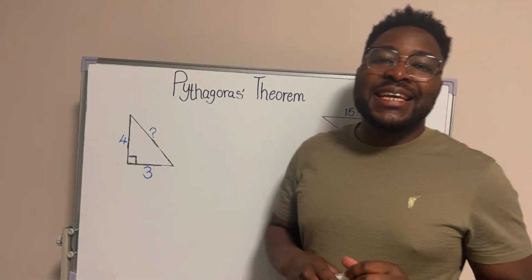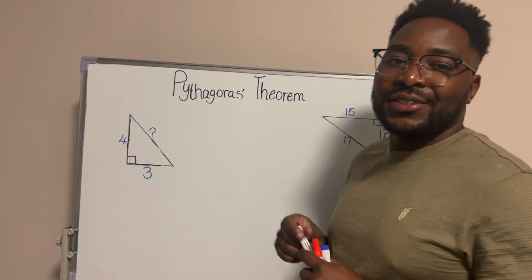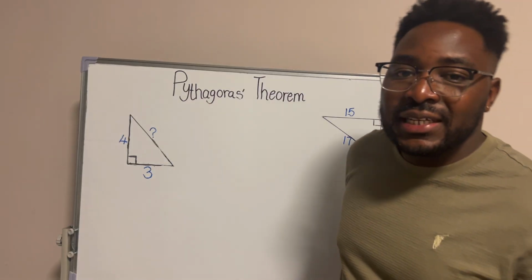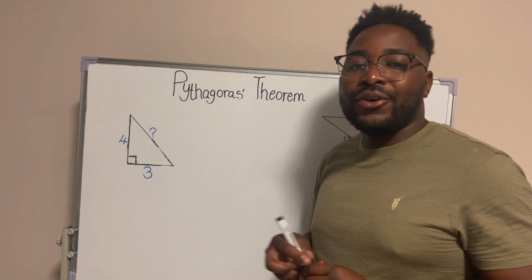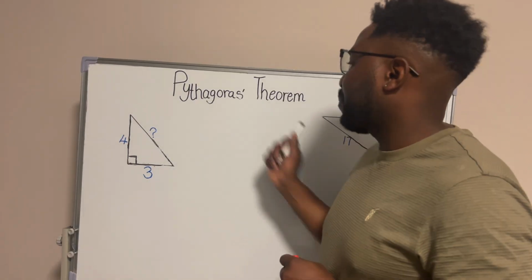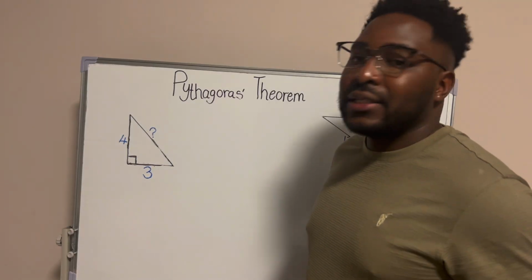Hello everyone, it's Mr. Salimata over here, and today we'll be looking at the Pythagoras theorem and how we use it to solve the missing side in a right triangle. And by the end of this lesson, every student should be able to use the Pythagoras theorem to solve the missing side in a right triangle.